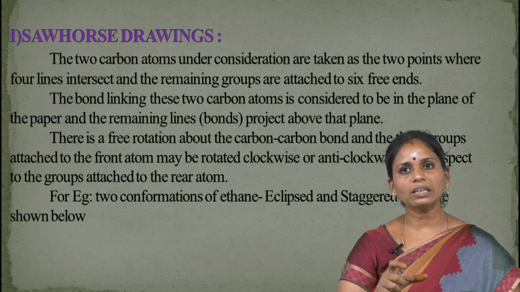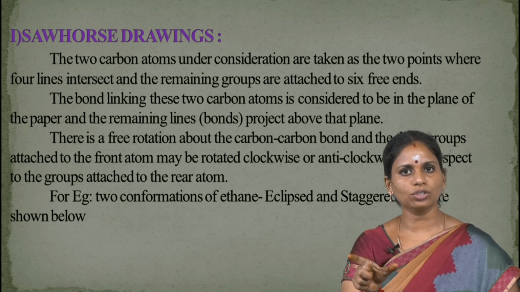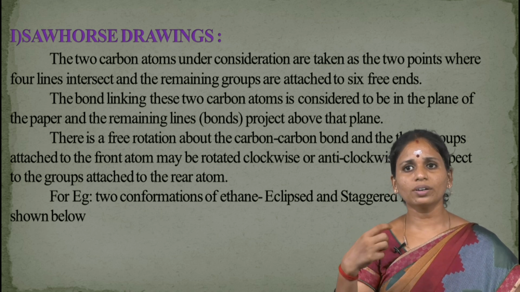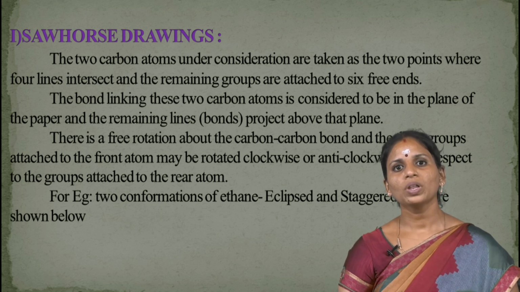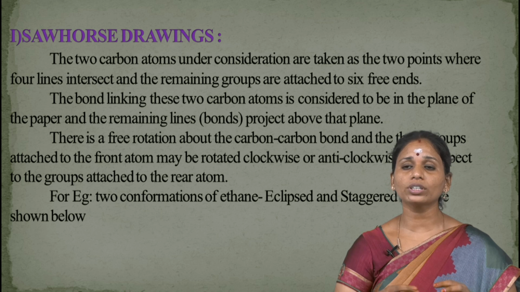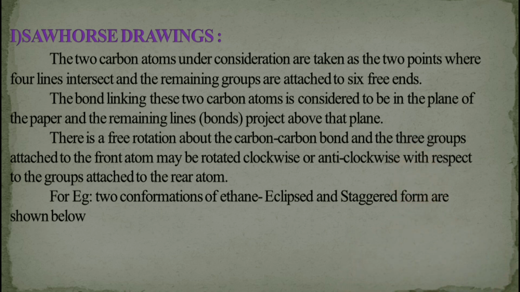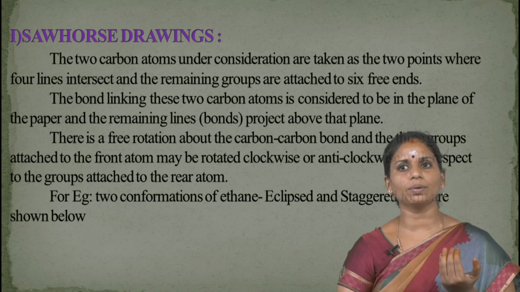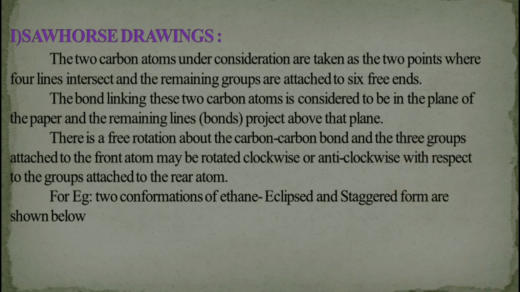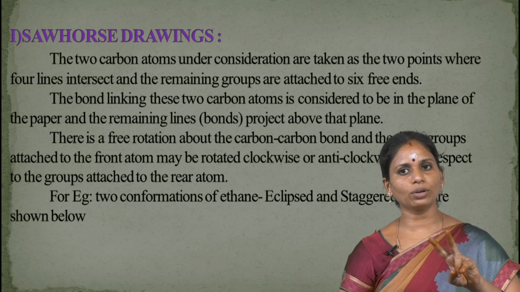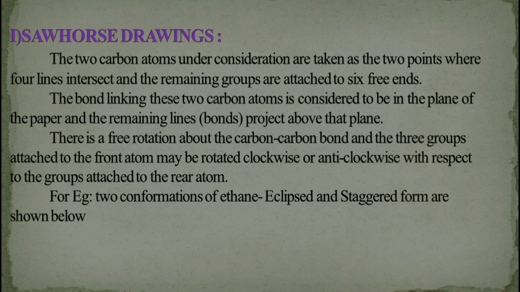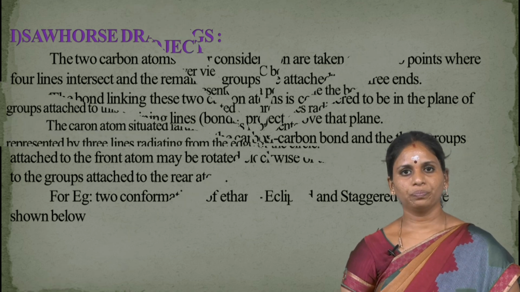The bond linking these 2 carbon atoms is considered to be in the plane of the paper. The remaining lines, that is, bonds, project above the plane and below the plane also. Therefore, there is a free rotation about the carbon-carbon bond, and the 3 groups attached to the front atom may be rotated clockwise or anti-clockwise with respect to the groups attached to the rear atom. For example, 2 conformations of ethane, that is, eclipsed and staggered form, are shown below.